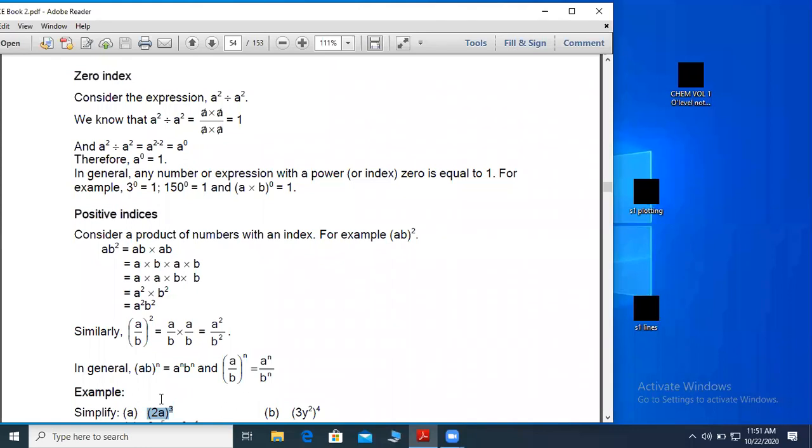So let's thank Favor. It means we bring the cubed inside and the answer will be 2 cubed, then a cubed. And 2 cubed is 8. 2 times 2 times 2 is 8. Then the answer is 8a cubed. Okay? The answer is 8a cubed.